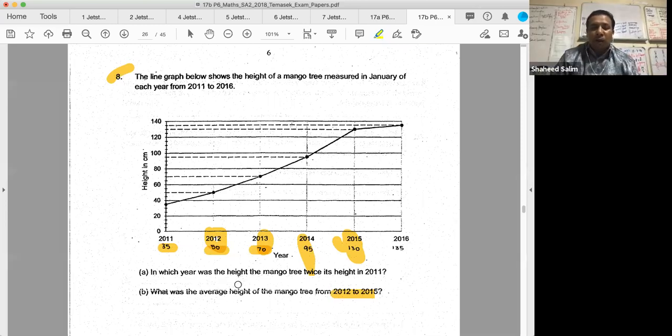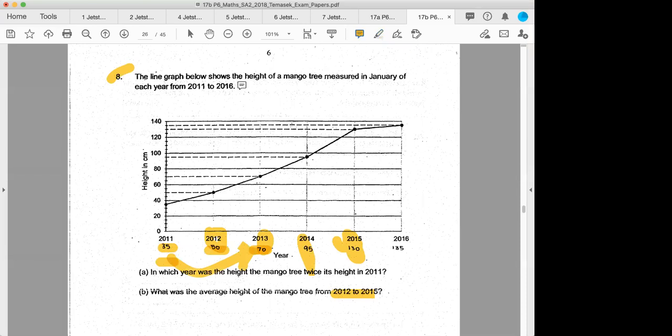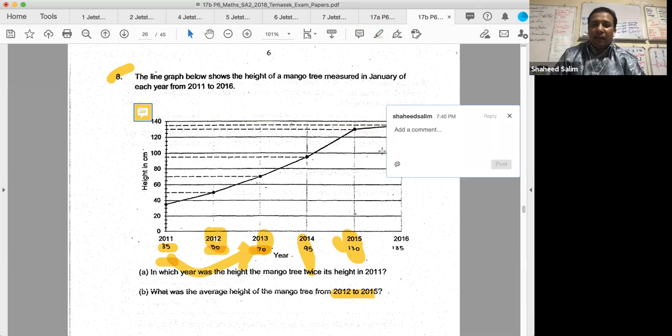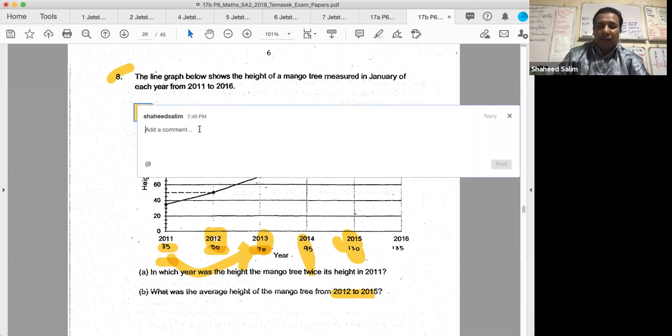So which one is double of 2011? 2011 is 35. 35 times 2, you get 70. So 2013 is the answer for question A. Question B, simple. 61.25? Not 61. How many years do you add? We add together. First one is from 2012, you must add the 50. Then 2013, you must add the 70. Then 2014, you must add 95. Then 2015, you must add 130, and you get 345.